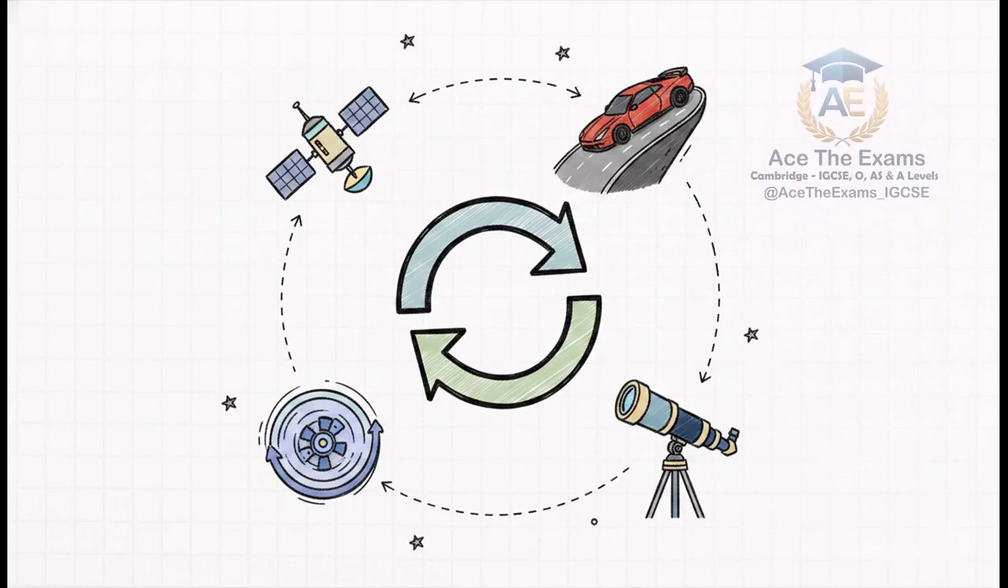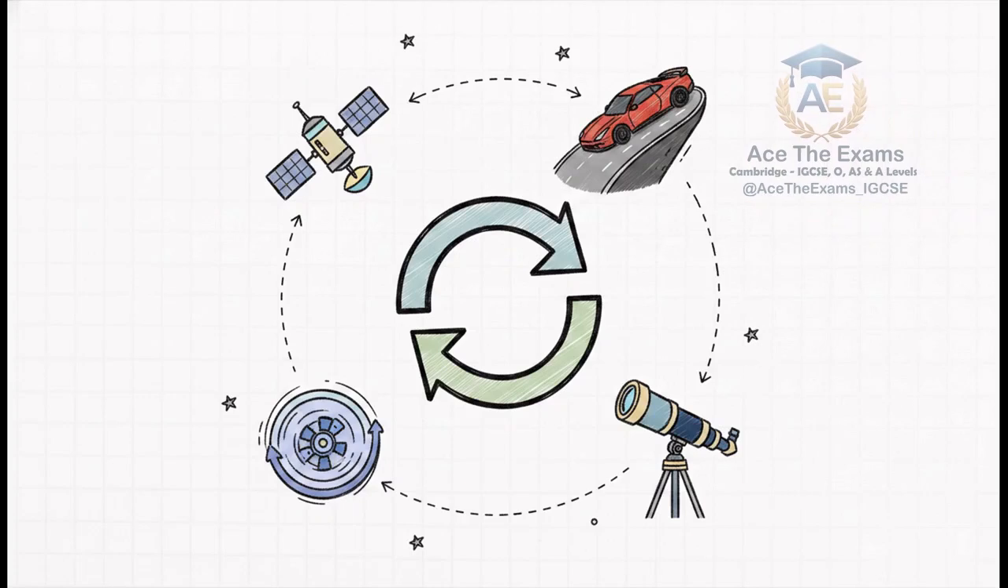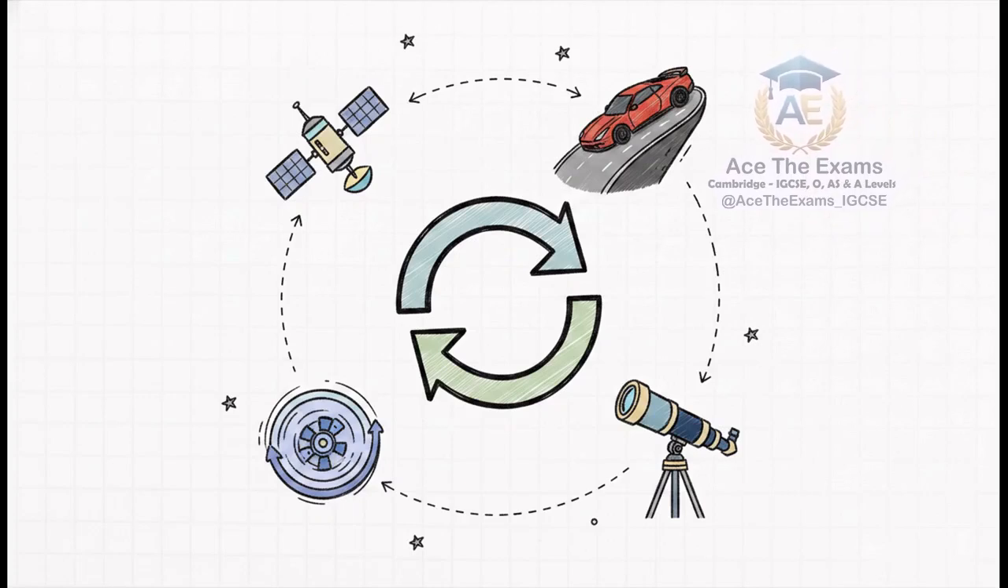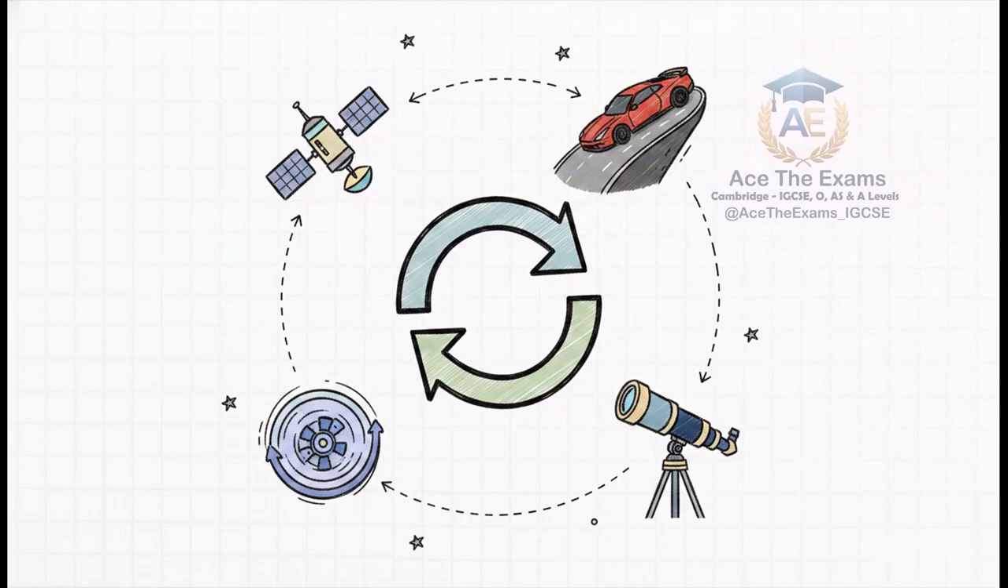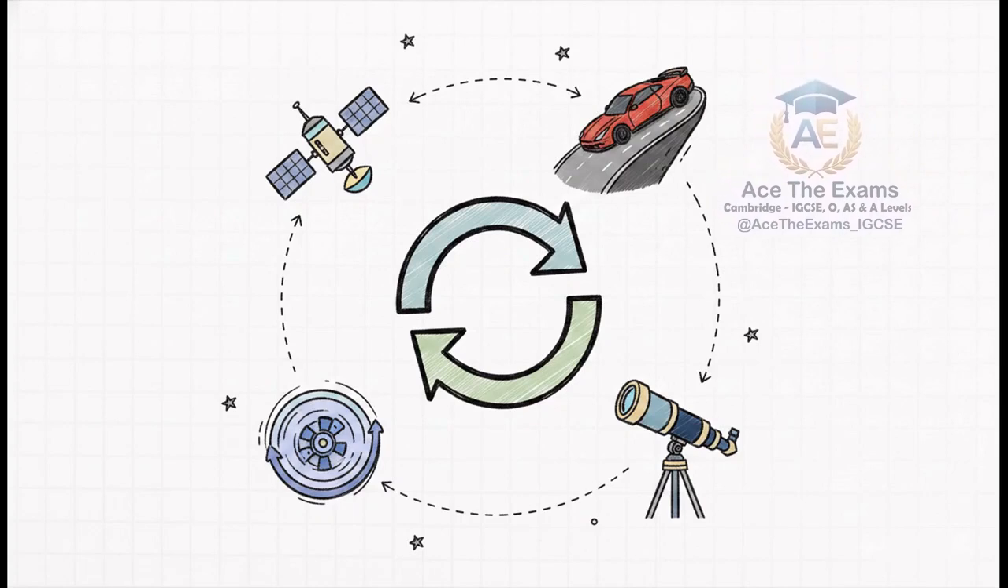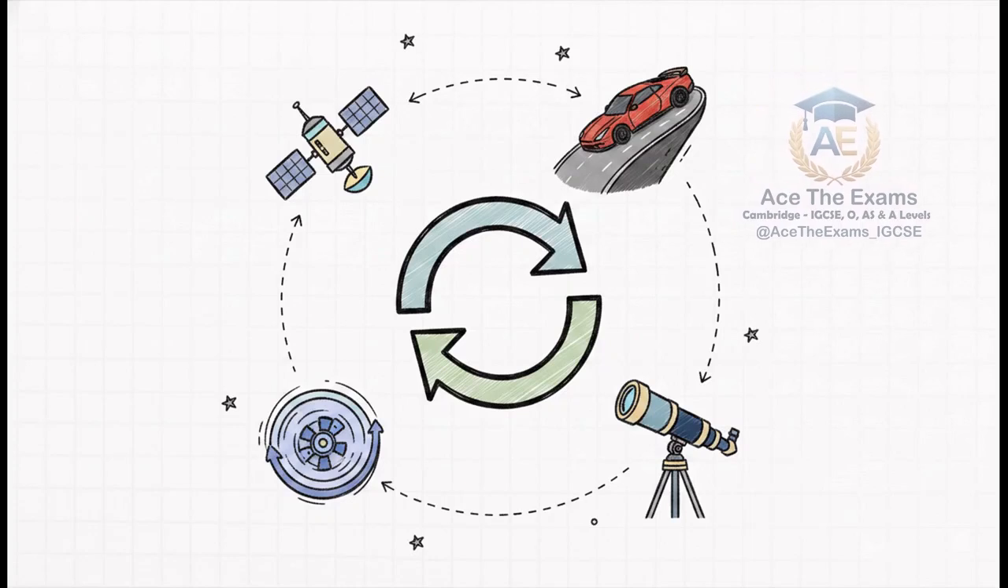The physics of circular motion governs the satellites orbiting the Earth that allow our cell phones to work. It strictly dictates the safety limits of the banking curbs on major highways so cars don't fly off the road. And it's fundamentally the science behind centrifuges used in medical labs every single day.